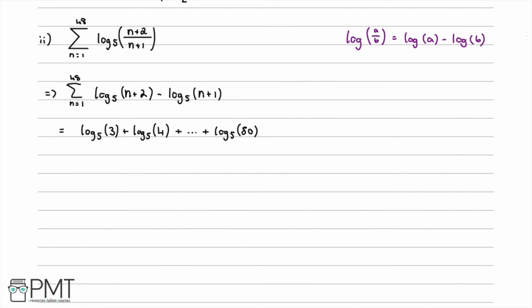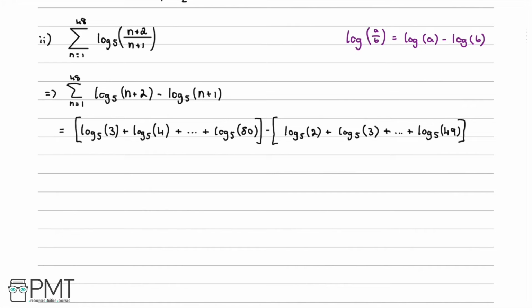And then we're going to put square brackets around these, and then we subtract, and we do the same for our other term. Then we have n equals 1, and 1 plus 1 is 2, so log base 5 of 2 plus log base 5 of 3, and so on and so forth all the way to 48 plus 1, which is 49, so we have log base 5 of 49. Then we close our big brackets.